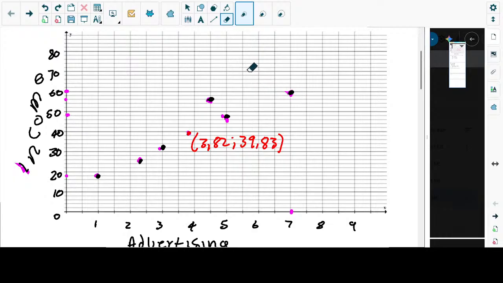So, how to draw this line? This line needs 2 points. For you to be able to draw it, you need 2 points, and those 2 points, you're going to decide for them. But the one that is going to be important is the midpoint. That's where we always start. This line is going to pass through the midpoint.